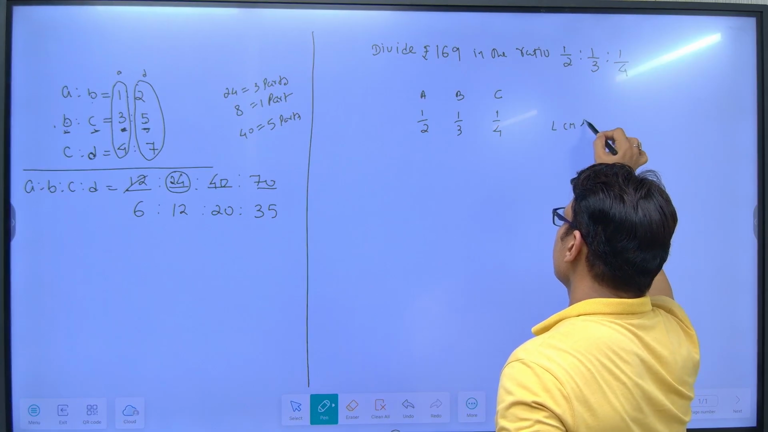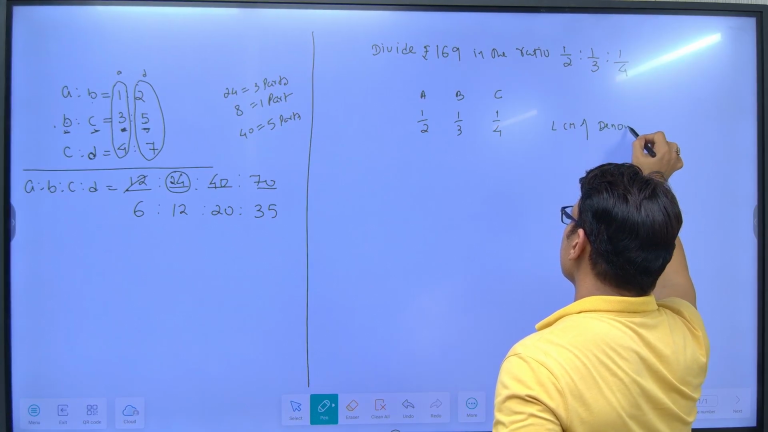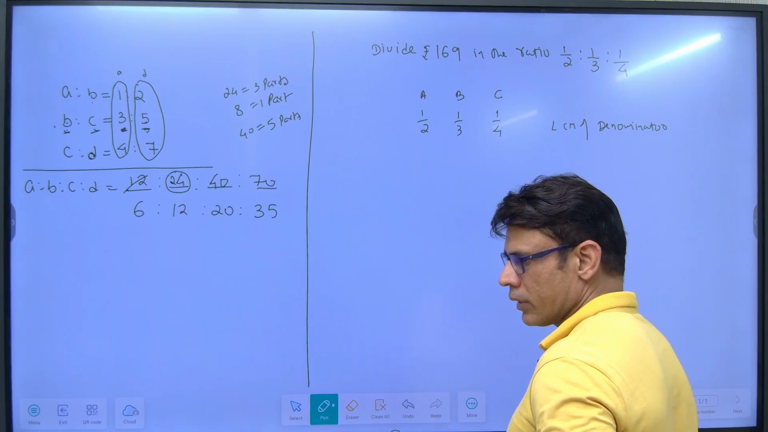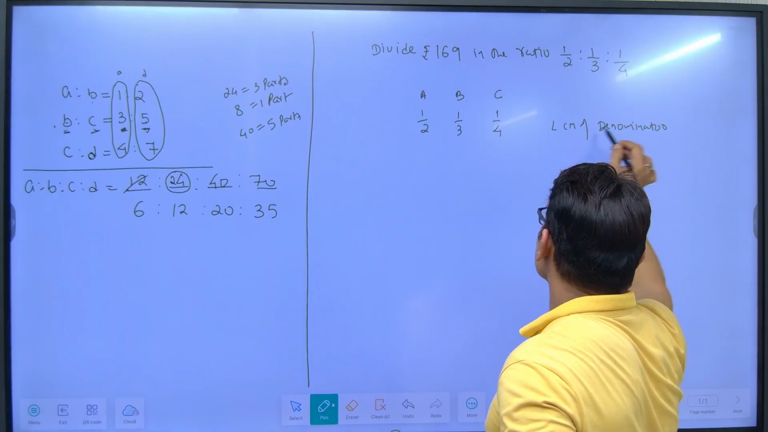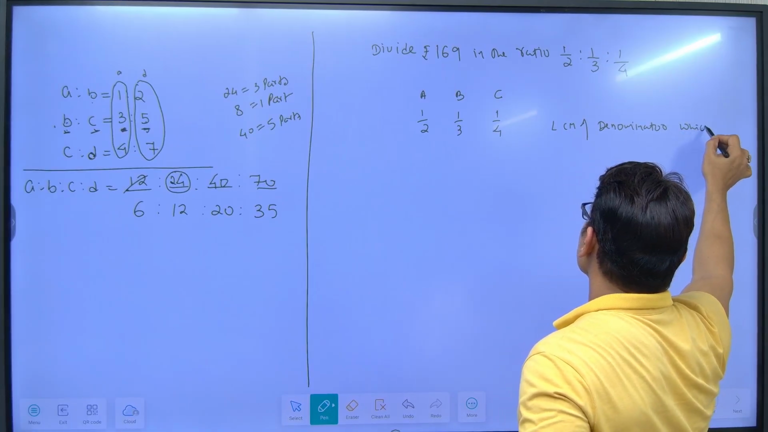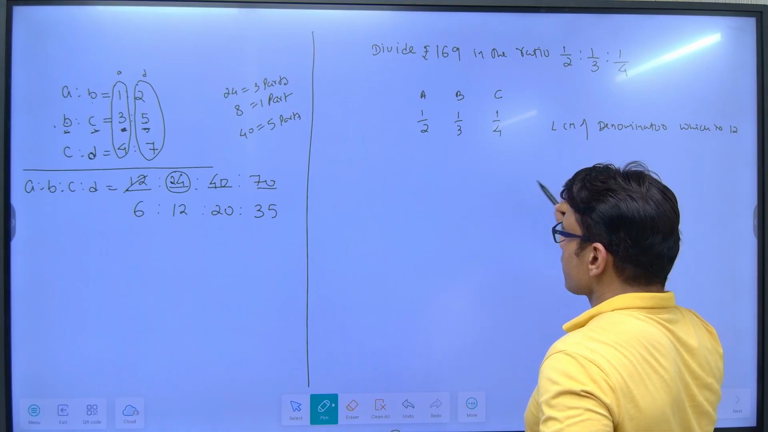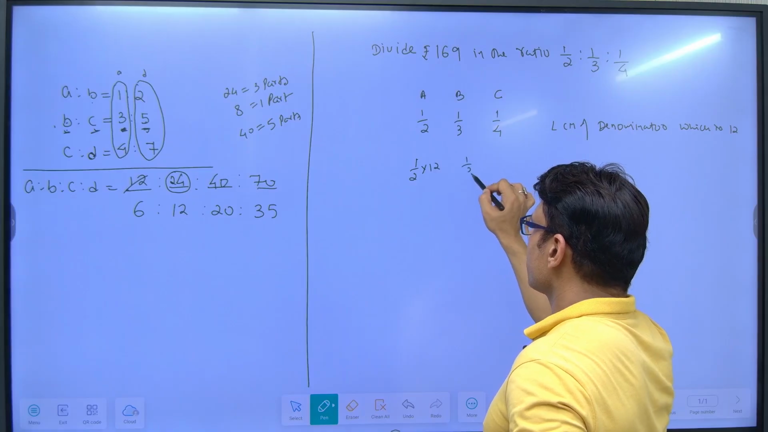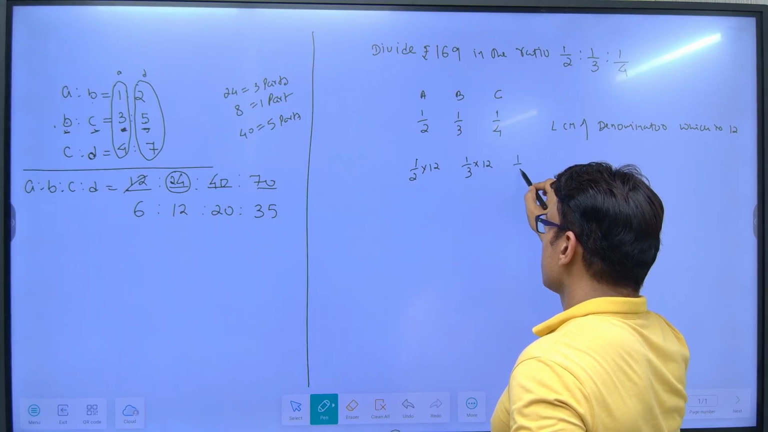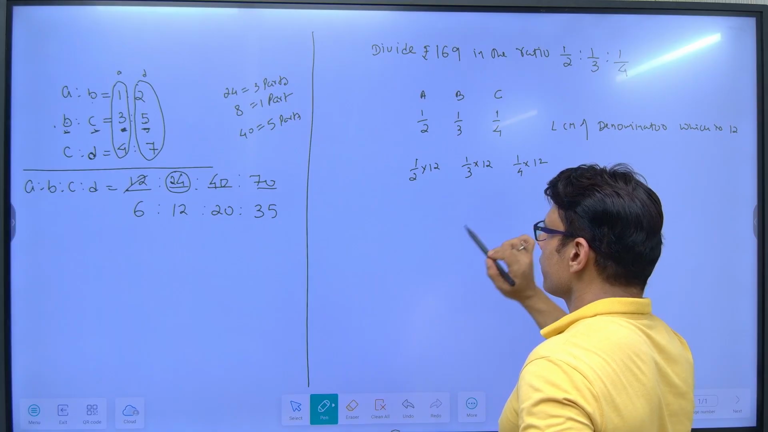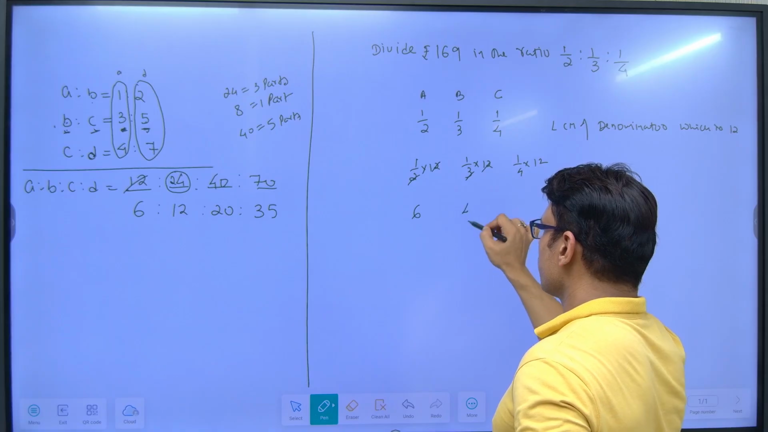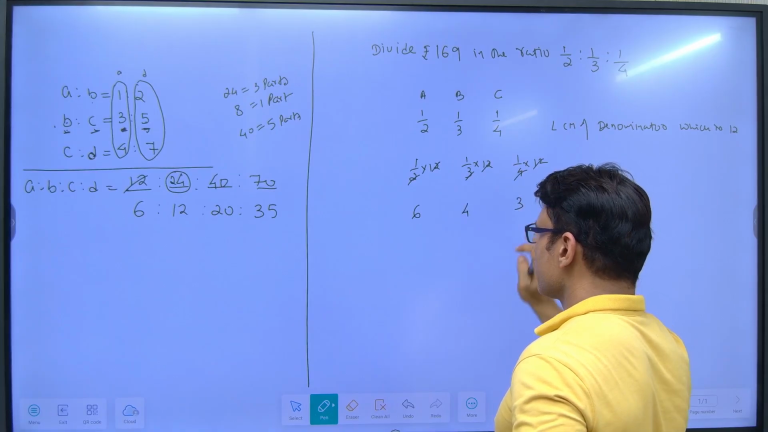First step is what? Take LCM of denominator, which is 12. Now multiply this 1 by 2 with 12, 1 by 3 with 12, 1 by 4 with 12. So this will give you what? 6. This will give you what? 4. And this will give you what? 3.